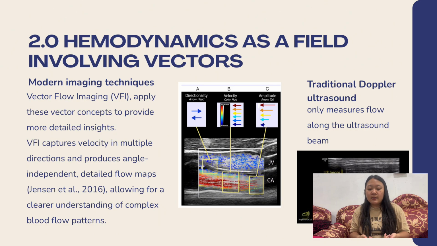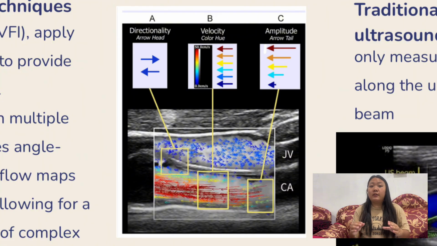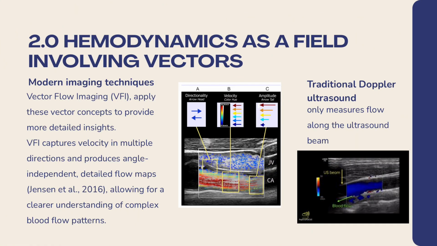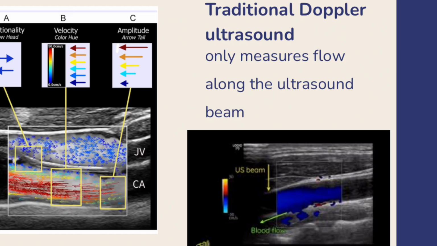For example, we can see in the middle of our slide, we can understand that even the direction or the patterns of blood flow are very complicated, because it is producing a very detailed picture. We can see what the behavior of the blood flow is in our blood vessels, compared to traditional Doppler ultrasound, which only measures flow along the ultrasound beam. Like we can see the produced picture in the slide.